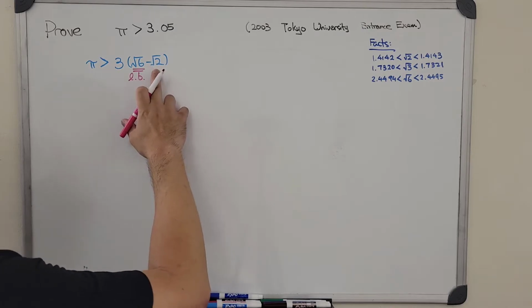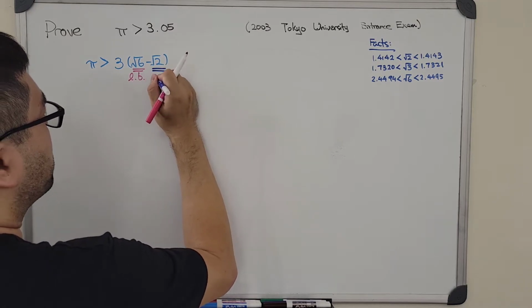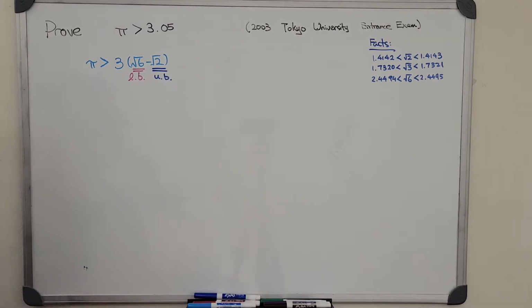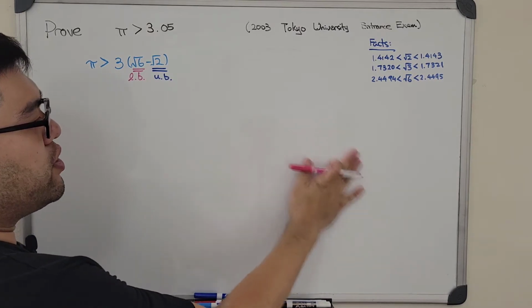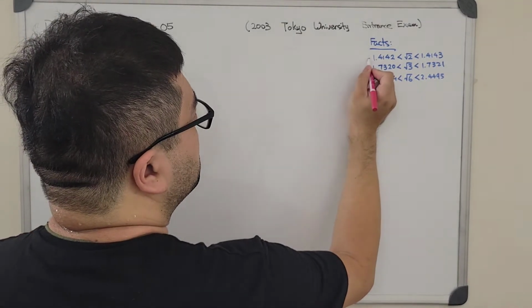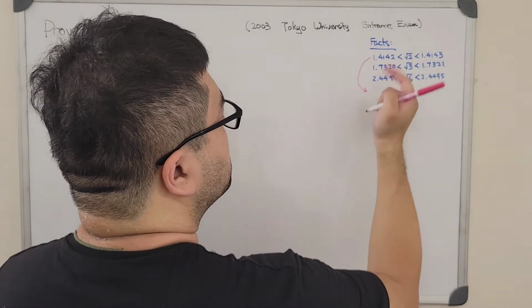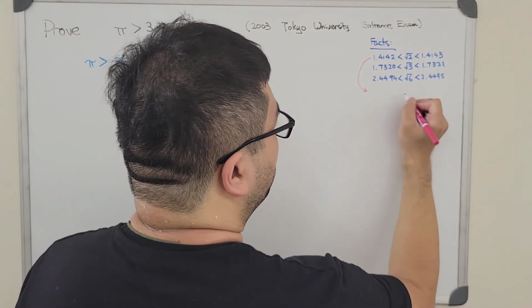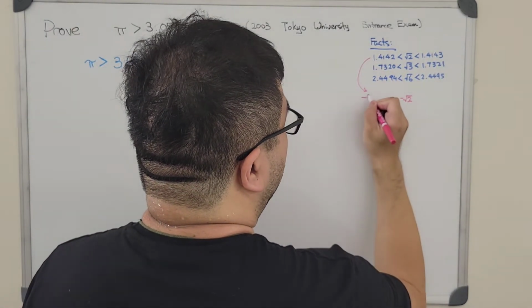Now, we also have the minus radical 2. This time, we need to take the upper bound. Okay, so we now need to think carefully. Why do we want to take the upper bound of this part? Because we're trying to subtract it from this, meaning that here we're going to take the fact and try to see how we can manipulate it. So if we have radical 2 between these two values, if we multiply all parts by -1, we end up with the following.